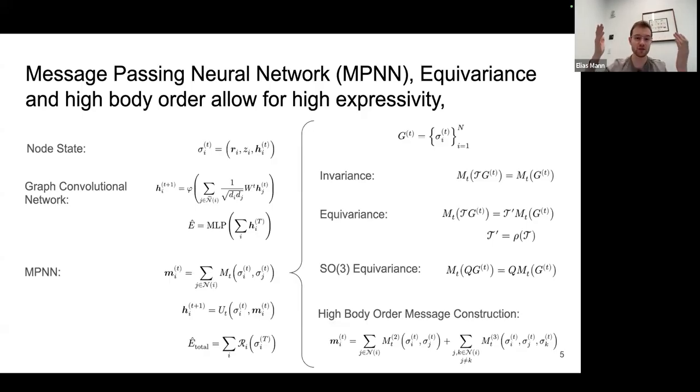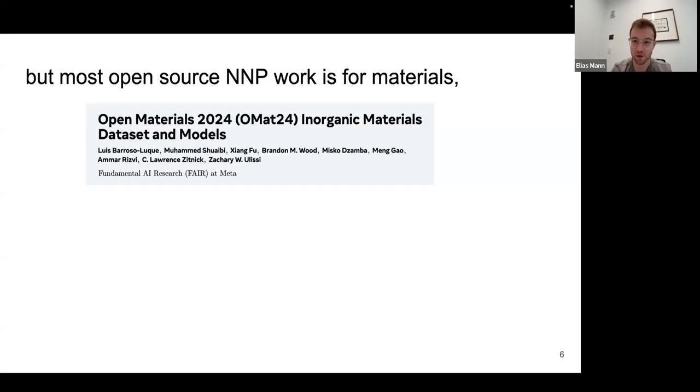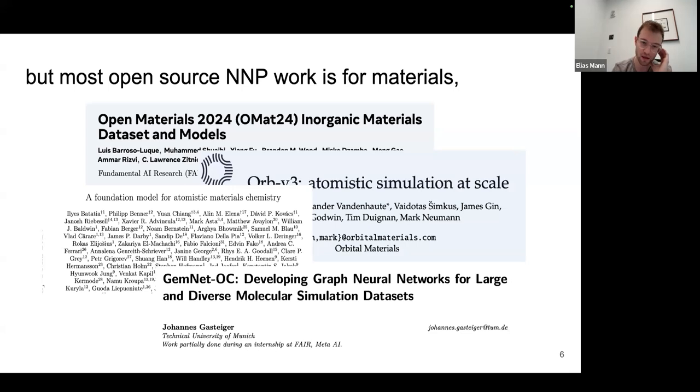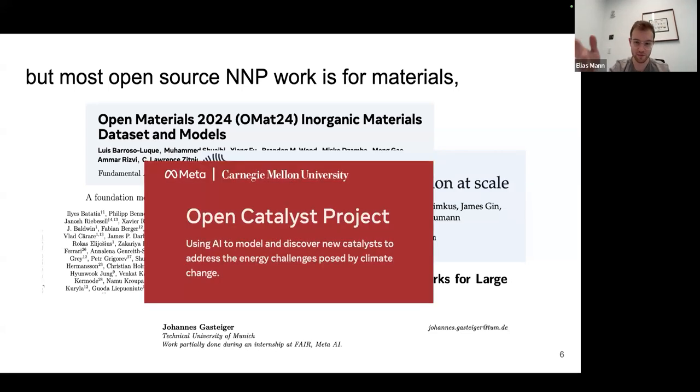So, all this to say, modern neural network architectures, because of these things, are highly expressive. The only problem is, part of why we did this work is that a lot of the open NNP work was for materials. We see OMAT 25, a huge work by Fairchem to make NNPs that can predict materials and crystal structures well. Orb V3 is another example, the first MACE MP0 model that's open sourced, GemNet, Open Catalyst.